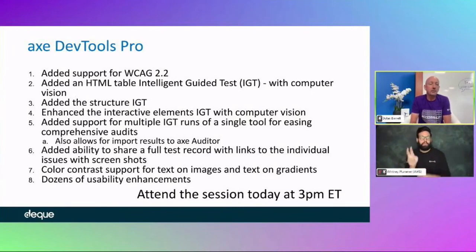We added support for multiple runs of a single IGT. So one of our most powerful tools is the tool which allows you to test a form on a page. But some pages have multiple forms. They may, for example, have a login form on them, and they may have a sign-up form on them, and they may have other forms as well, a search form. And so what this multi-run feature allows you to do is to essentially run each IGT as many times as you need to, so you can comprehensively test an entire page, and you have all those results in a single test case.